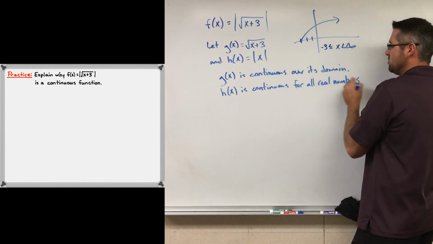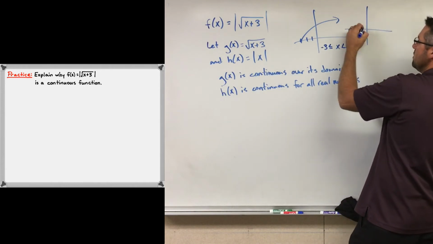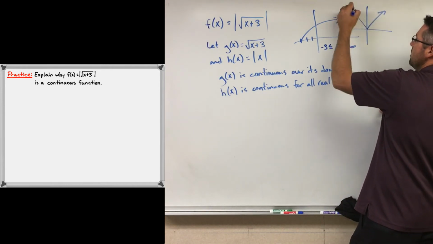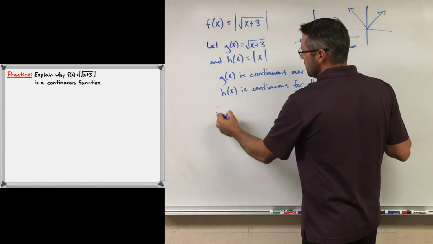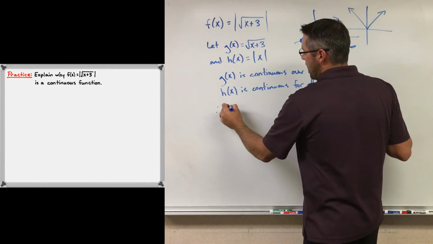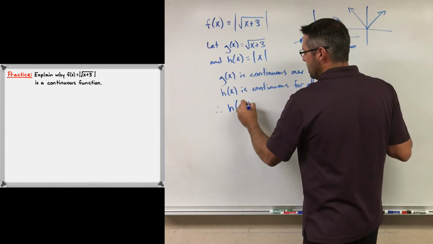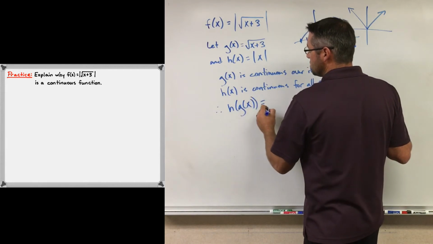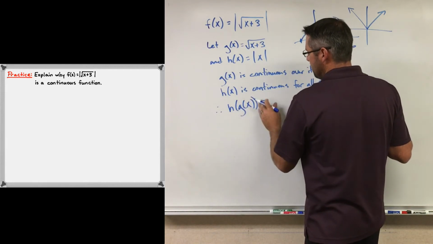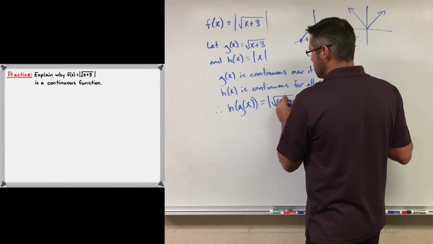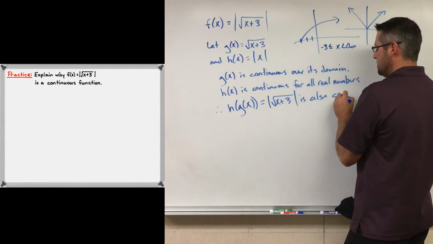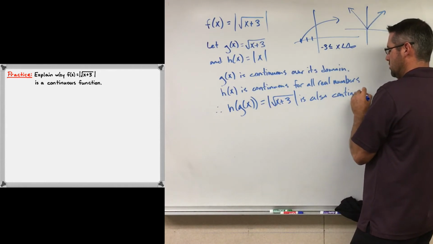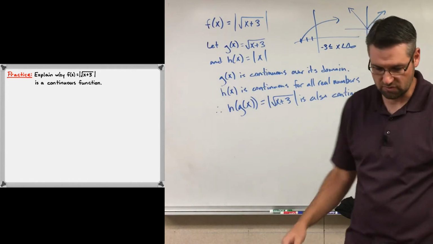Okay, and that's true because it's an absolute value function, right? An absolute value just looks like that. It's continuous for all real numbers. And therefore, we can conclude that h of g of x, which is equal to, I missed that statement, absolute value of radical x plus 3, is also a continuous function.